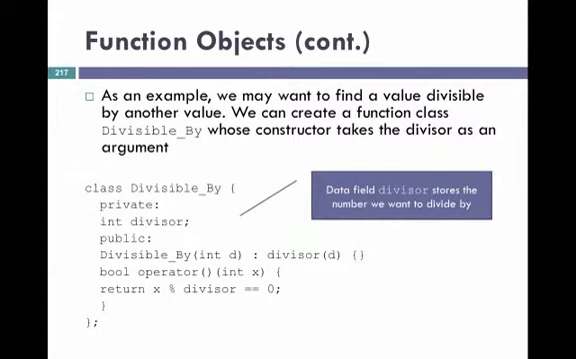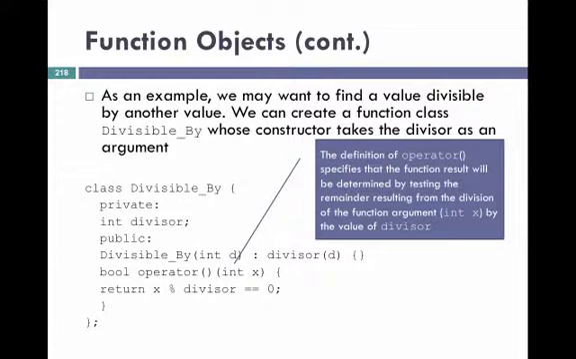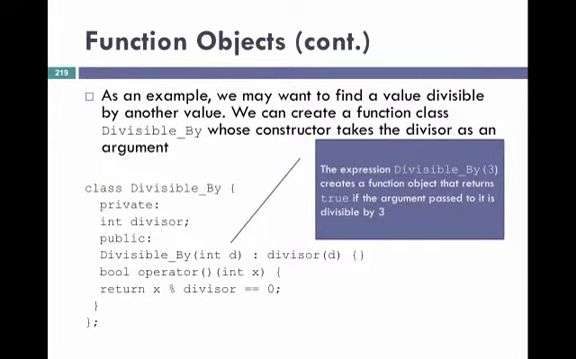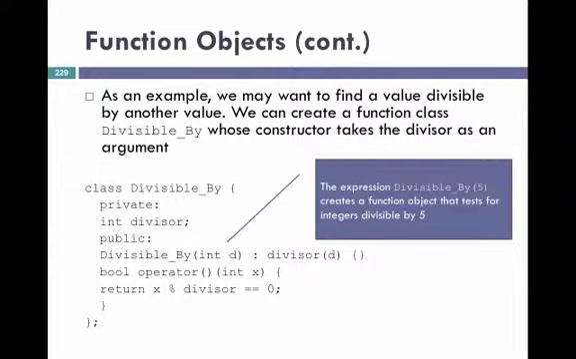So the data field divisor stores the number we want to divide by, and the definition of this operator specifies that the function result will be determined by testing the remainder resulting from the division of the function argument by the divisor. And the expression DivisibleBy(3) creates a function object that returns true if the argument passed to it is divisible by 3. And the expression DivisibleBy(5) creates a function object that tests for integers divisible by 5.